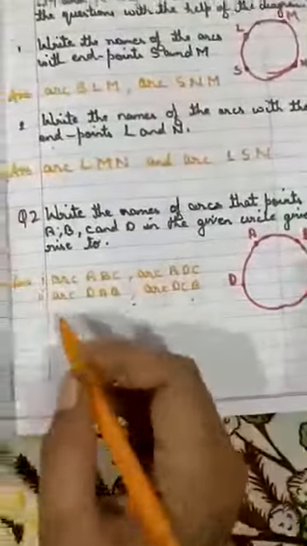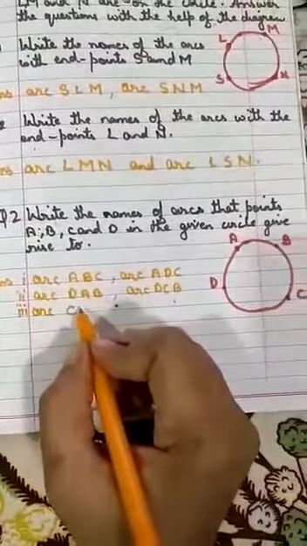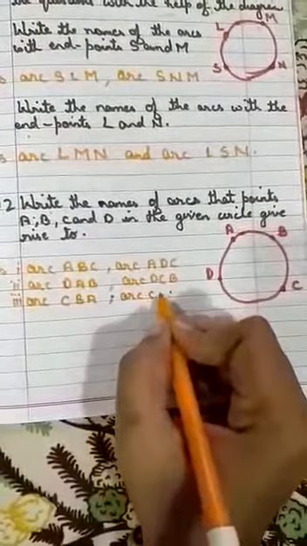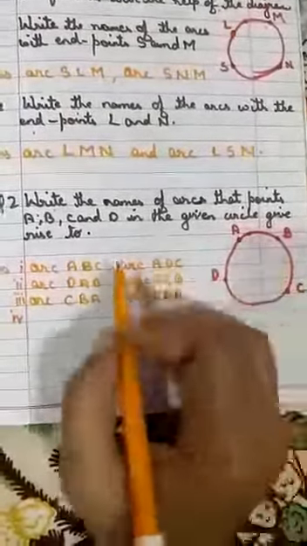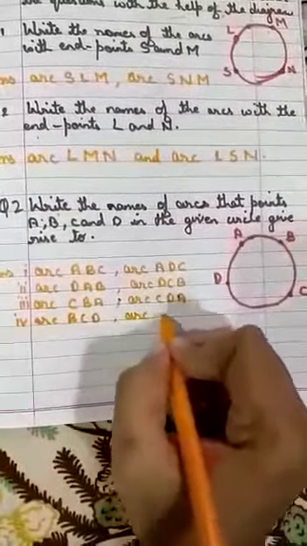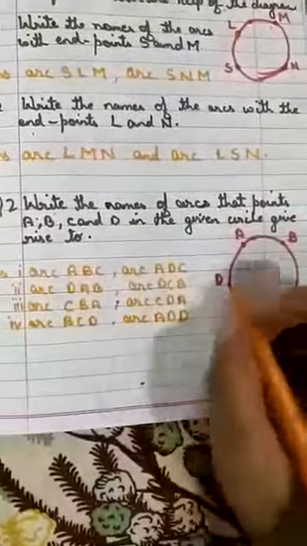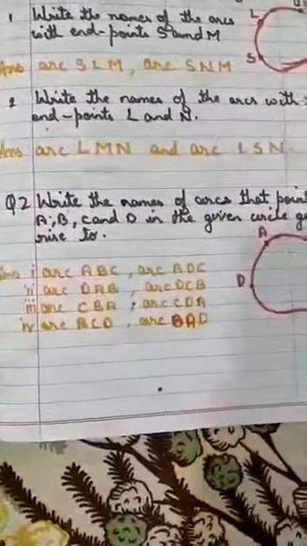Now we'll do the opposite, that is C and A. Now we'll take C as first. So arc CBA, arc CDA. Fourth one. Now as we have taken this opposite, now we will take this also opposite. We'll start from B. So arc BCD, arc BAD. Understood?